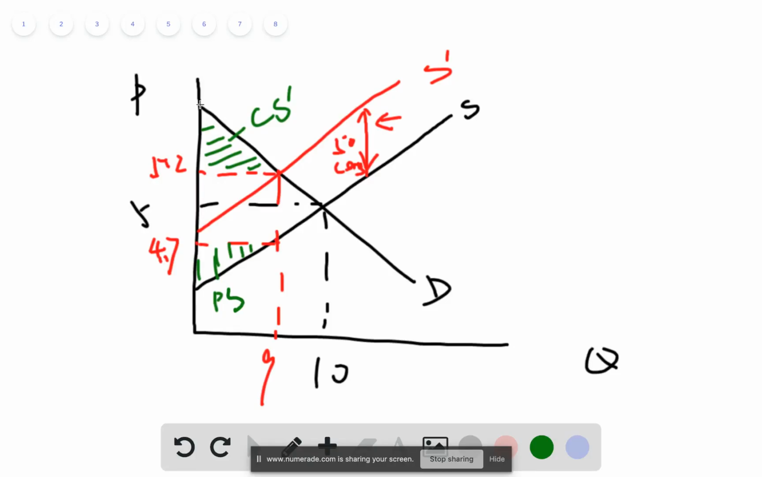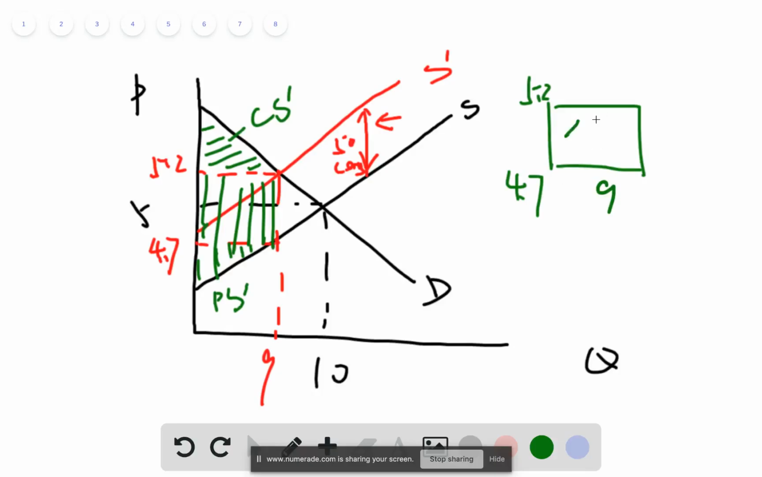This is producer surplus. Okay, and we know that the original economic surplus should be this large triangle here, right? So basically, we have consumer surplus and producer surplus, and this rectangle here, this rectangle from 5.2 to 4.7, and this amount is 9. This rectangle here will be the tax revenue of the government. Okay, and the deadweight loss should be the triangle here. This will be the deadweight loss. Okay, so that's how to define it.